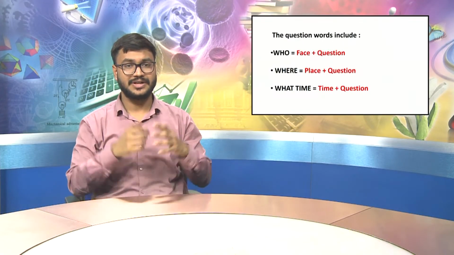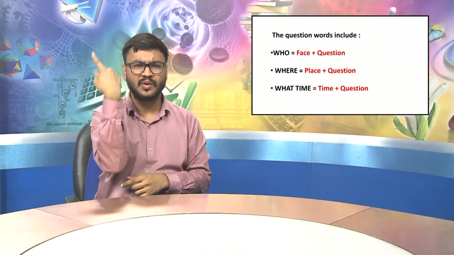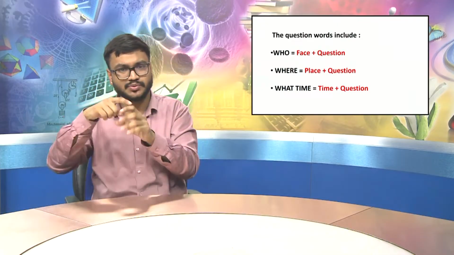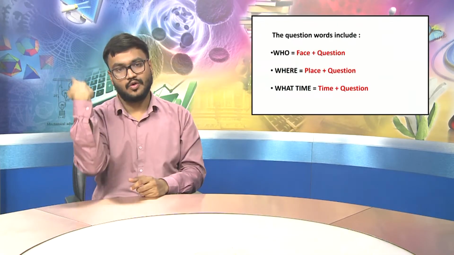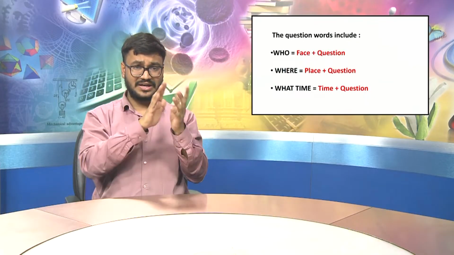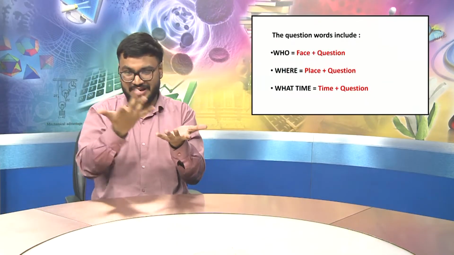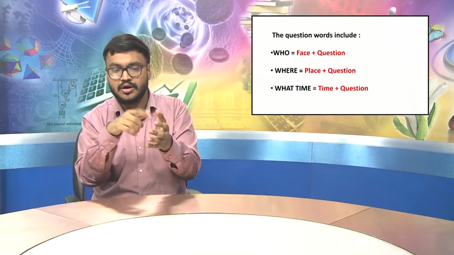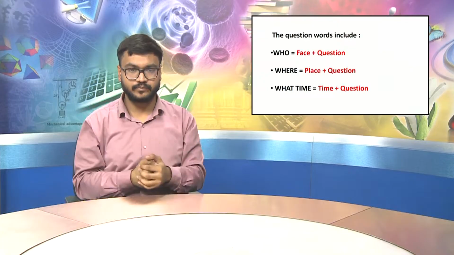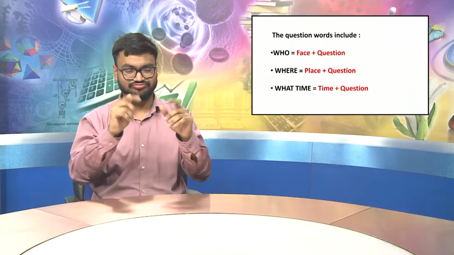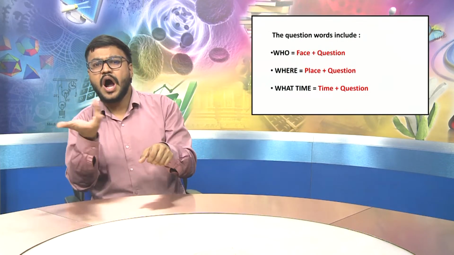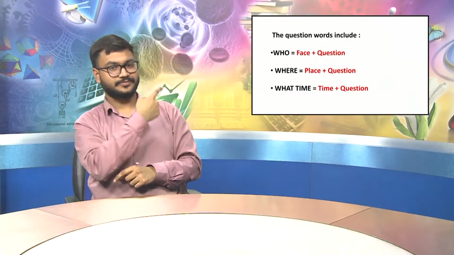The question words include who, where, what time, etc. In ISL, who has two different signs which combined make the meaning of who. Second, where also has two different signs, which is place along with the question. And third one is what time. It also includes two signs. Through combining them we get the sign of what time.